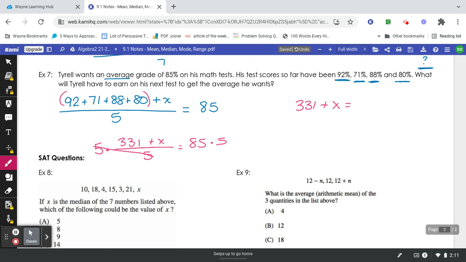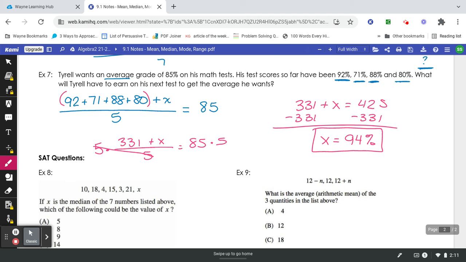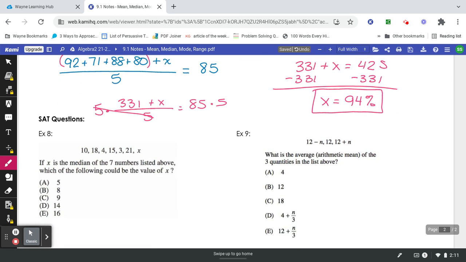And I'll just type that into my calculator, 85 times 5 to get 425. Our last step will be to subtract 331. And it's going to give me a final answer of 94%, which means he'll need to get a 94% on that next test in order to average out to 85% on his whole tests.